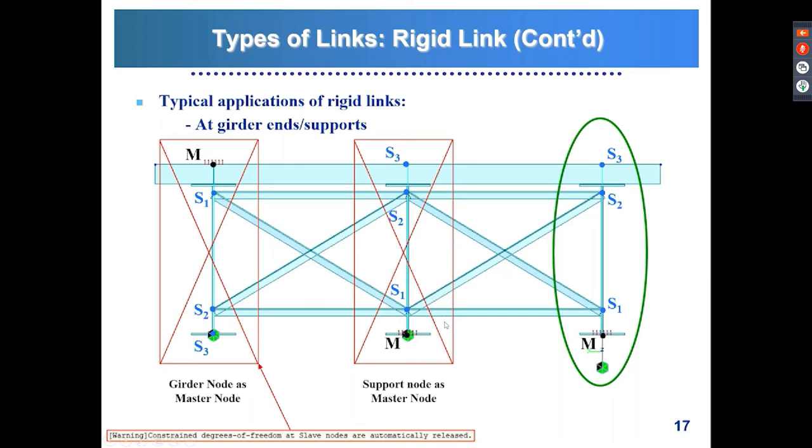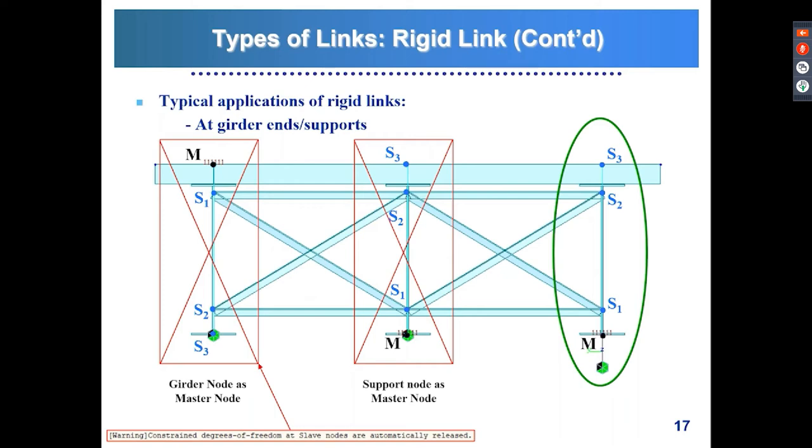The second case is a similar configuration, but the support node gets assigned as the master node. Now, this one is a little bit trickier to catch because the model is still stable, and it's going to run. Unless you know it's not correct, you won't be able to see it right away. The problem with this configuration is that your slave nodes are going to pick up the properties of your master node. So that means that this support condition that you have here is essentially going to be applied at each of these nodes, which is obviously not what we want.